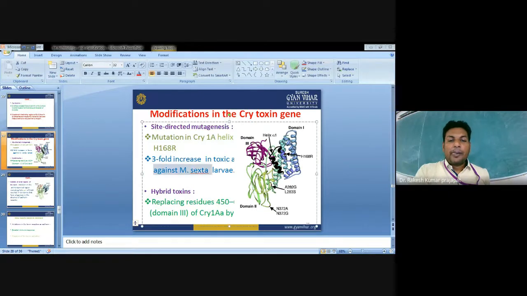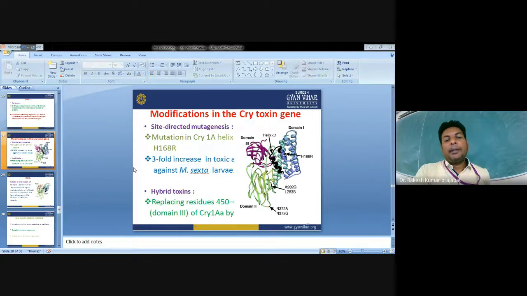Manduca sexta larvae. So it is a very significant achievement, an improvement in the toxicity of the Bt proteins. You can see in the structure, at the 168 position and also arginine 120, alanine 128, 282, lysine 283.